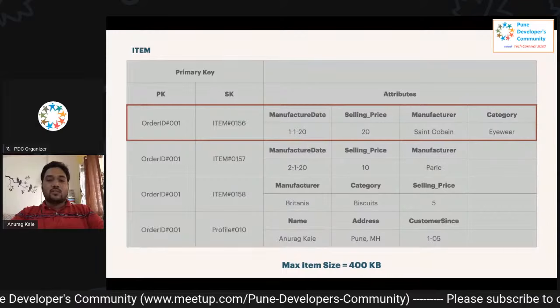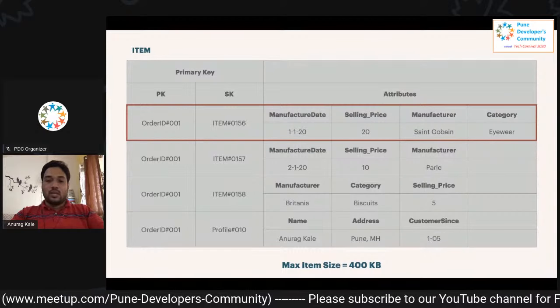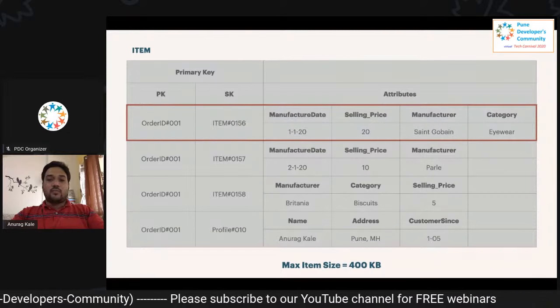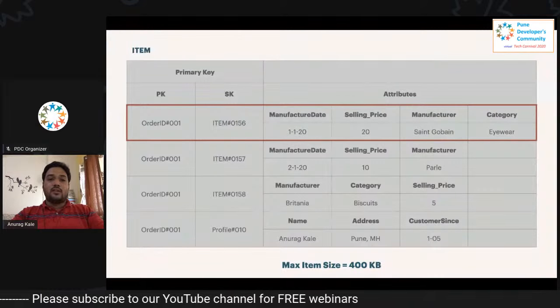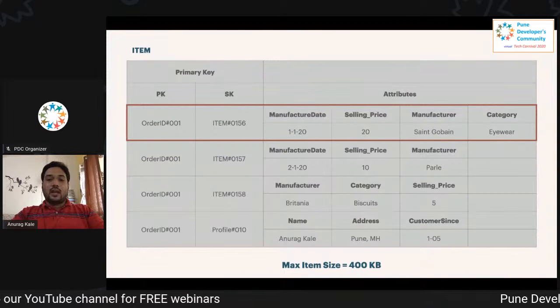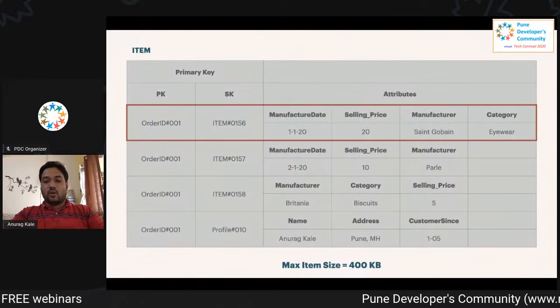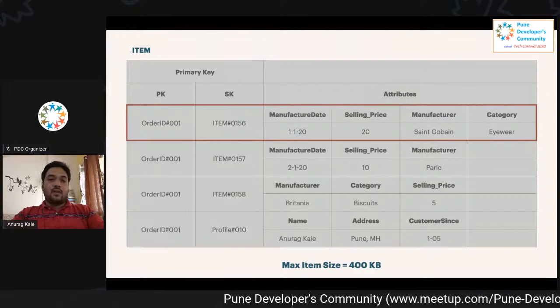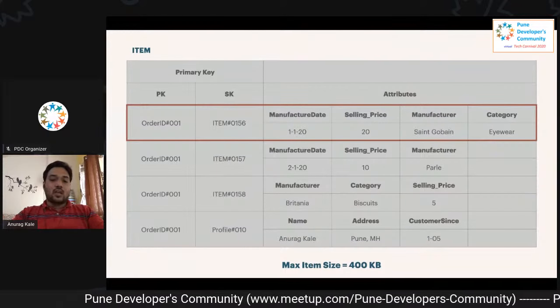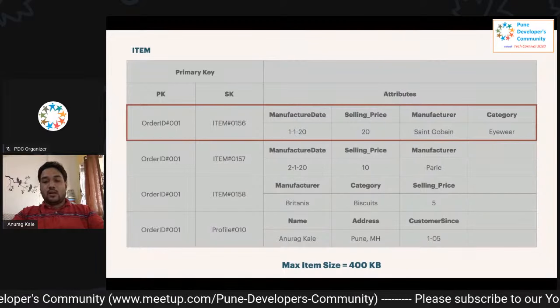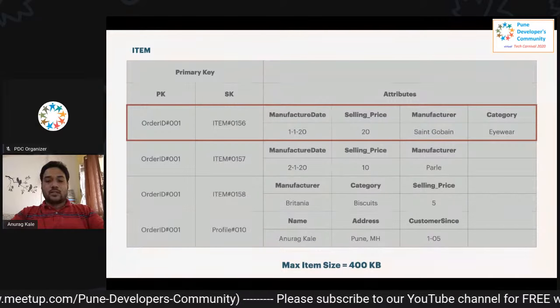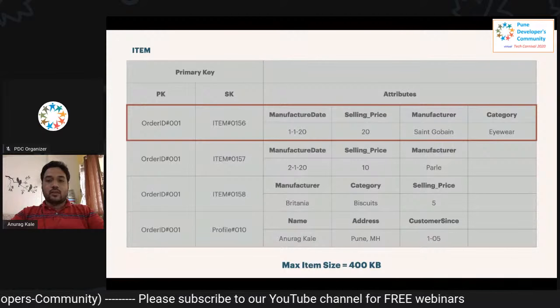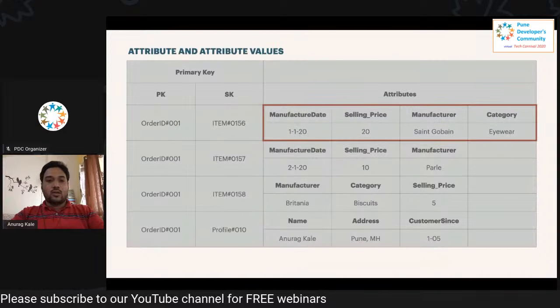This is something that does not happen in DynamoDB. Here you get flexible attributes and flexible attribute values. You can add, remove, update, delete as many attributes to each item as you want. One hard limit that we have at this moment is that each item size cannot exceed 400 KB. That is something you need to take into account.